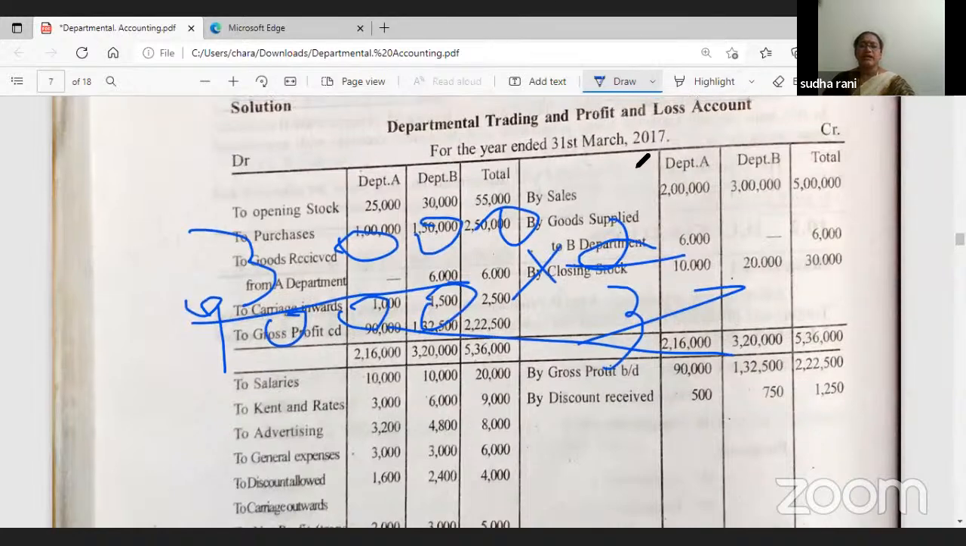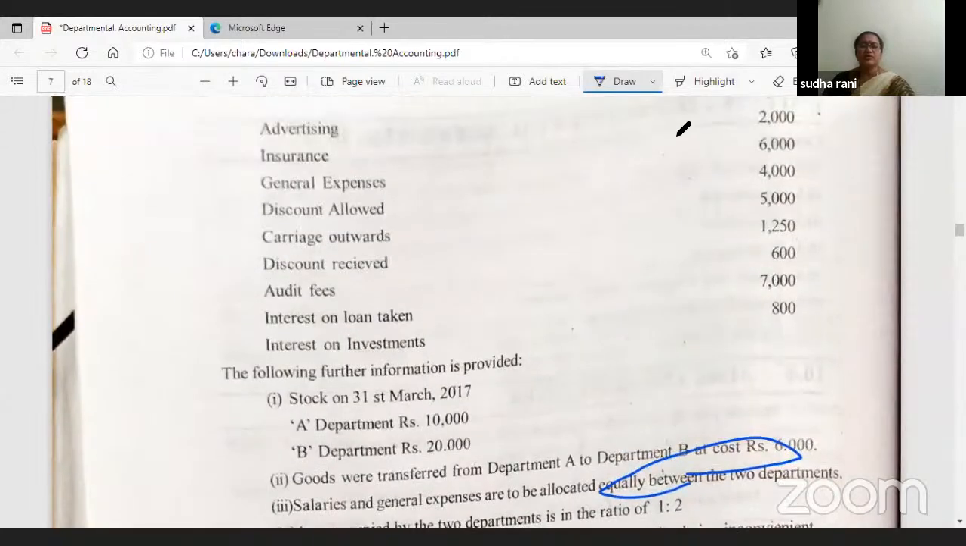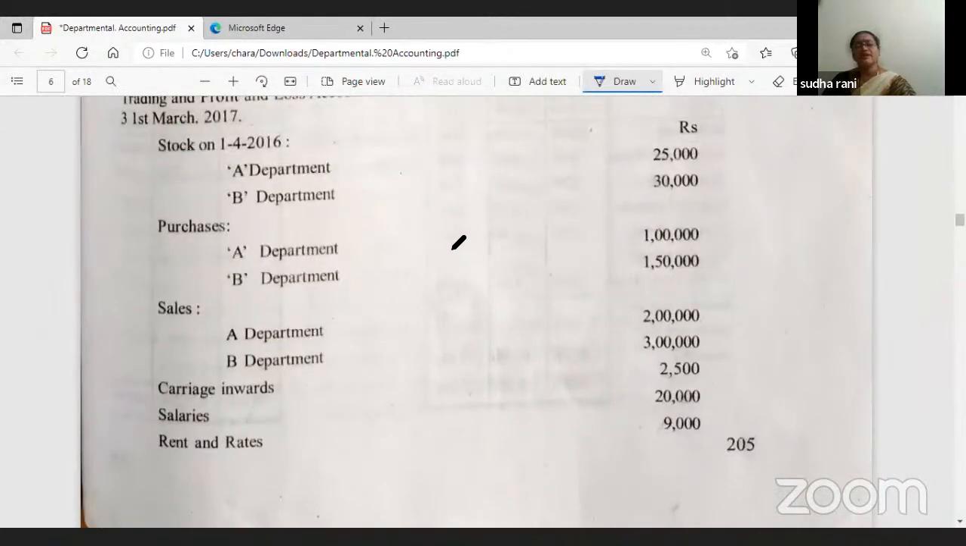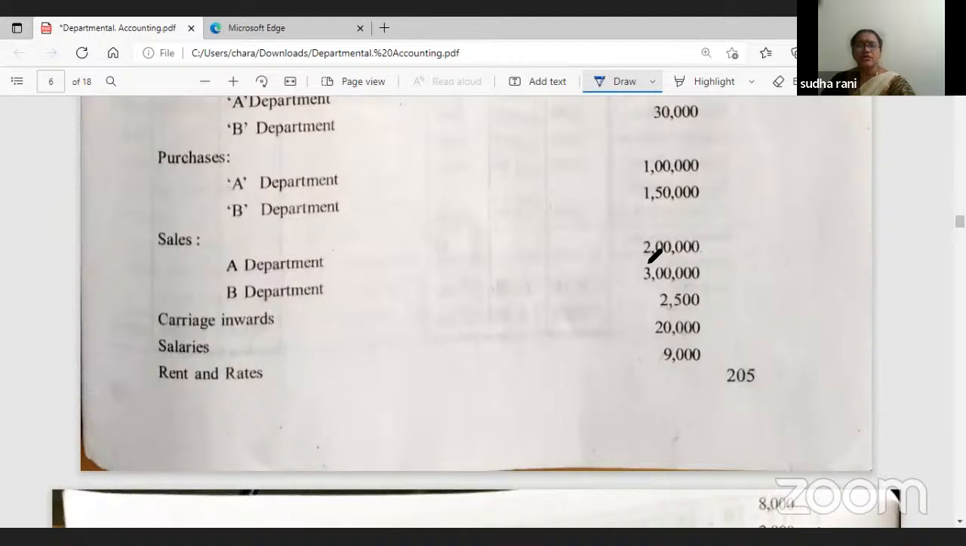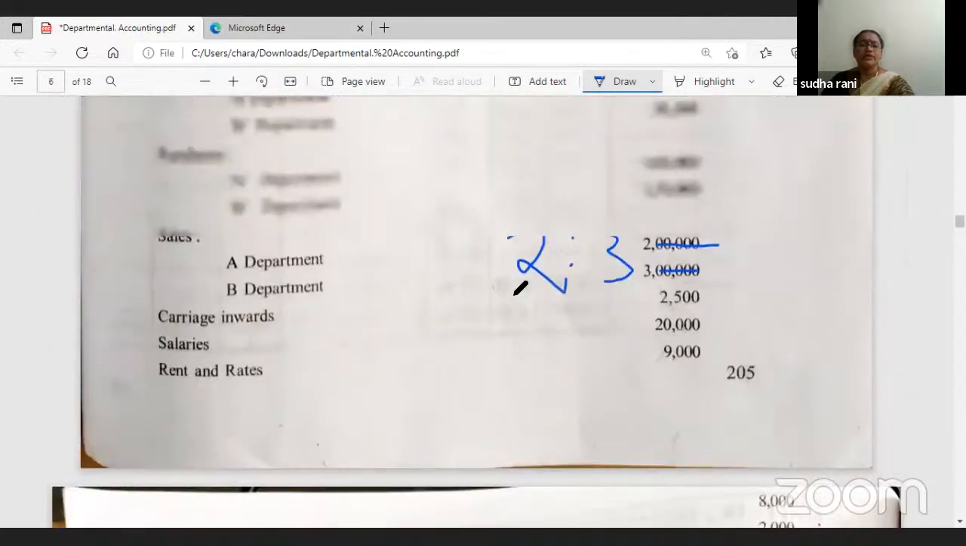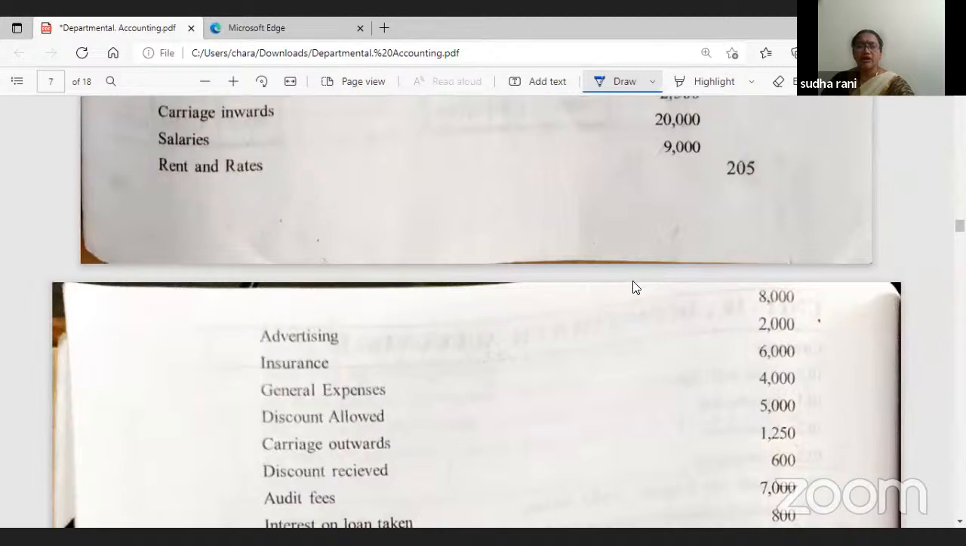And now advertising. Advertising is 2,000 in the question, and advertising is based on sales. What is the amount of sales for departments A and B? 2 lakh and 3 lakhs. Both have 5 zeros, so the 5 zeros cancel. What is left? 2:3. So the sales ratio is 2:3.